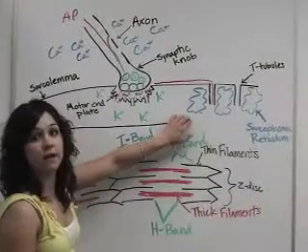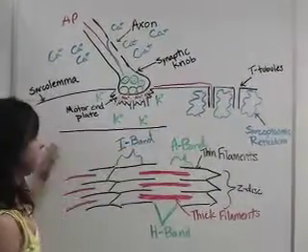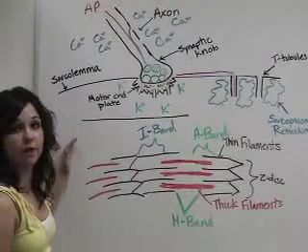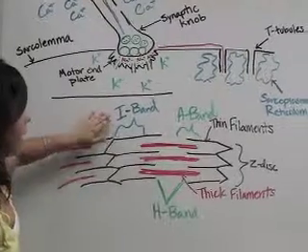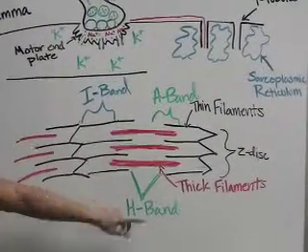The calcium floods out of the sarcoplasmic reticulum and into the sarcomere, which is the basic functional unit of a muscle contraction, containing thick and thin filaments consisting of the I-band, A-band, H-band, and Z-disc.